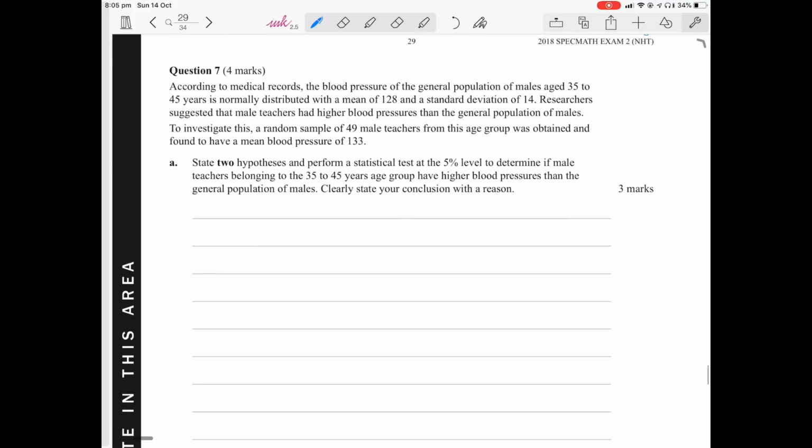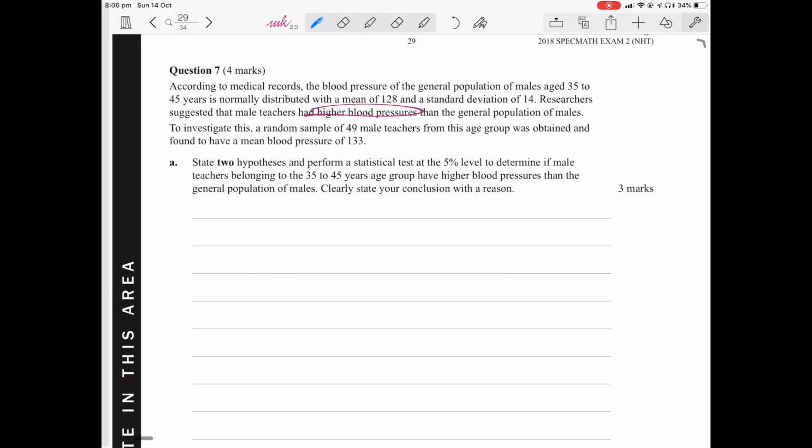Oh, this is another question. 7 questions. I haven't seen that before. Okay, according to medical records, the blood pressure of the general population, males aged 35 to 45, is normally distributed with a mean of 128 and a standard deviation of 14. Researchers reach the male teachers' blood pressure, the general population of males. Higher.